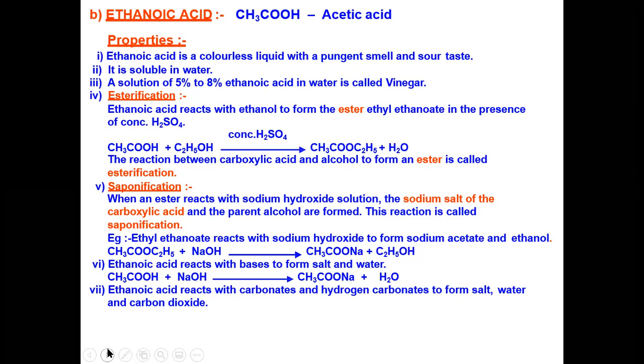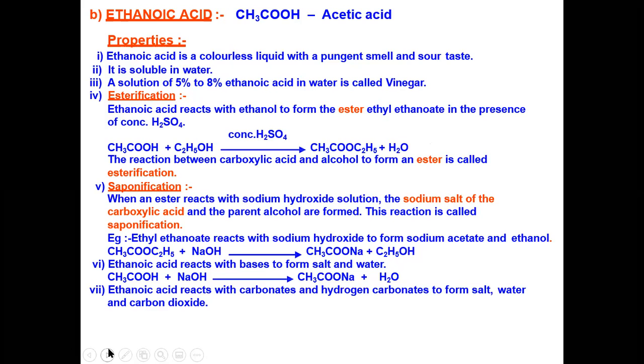Esterification. Ethanoic acid reacts with ethanol to form the ester ethyl ethanoate in the presence of concentrated sulfuric acid, like CH3COOH plus C2H5OH in the presence of sulfuric acid. CH3COOC2H5 will form and water will separate. This reaction between carboxylic acid and alcohol used to form esters is known as esterification.